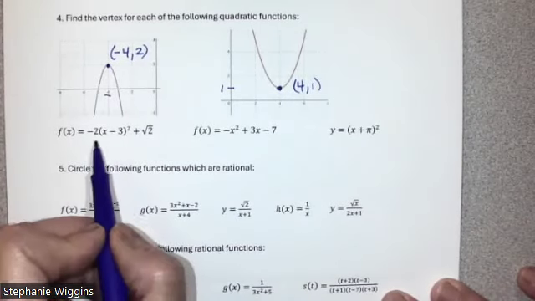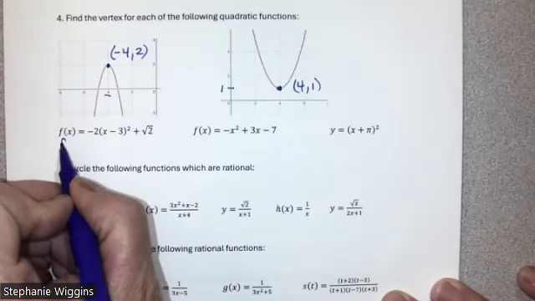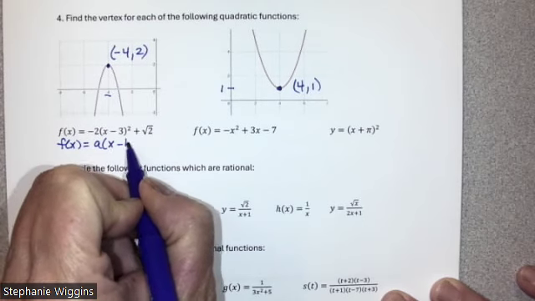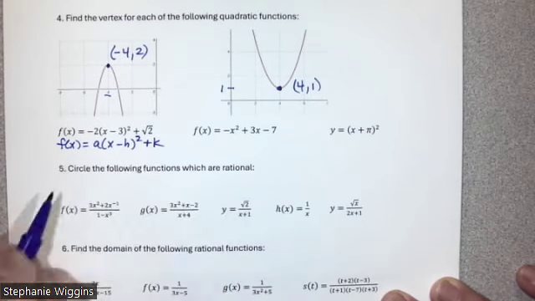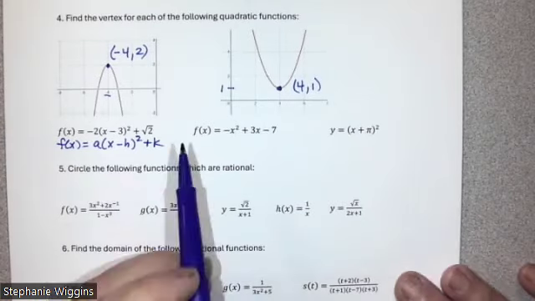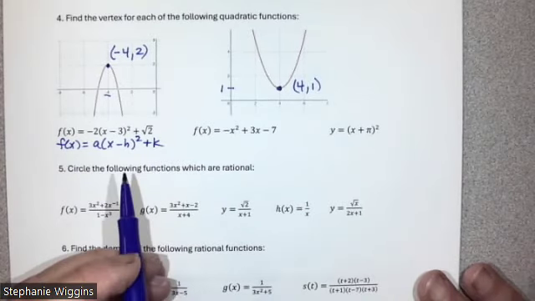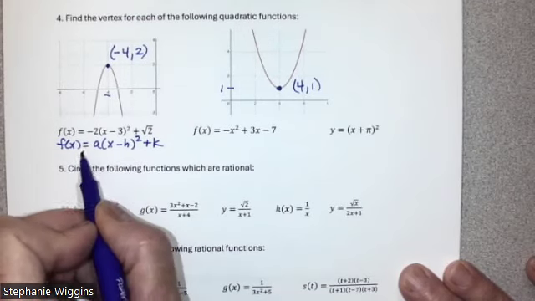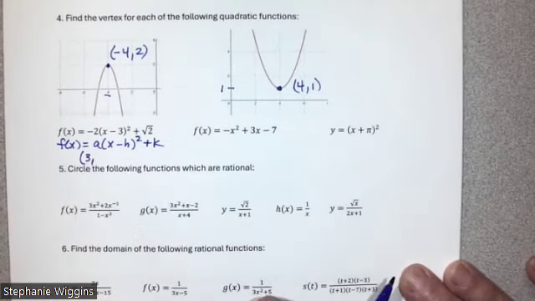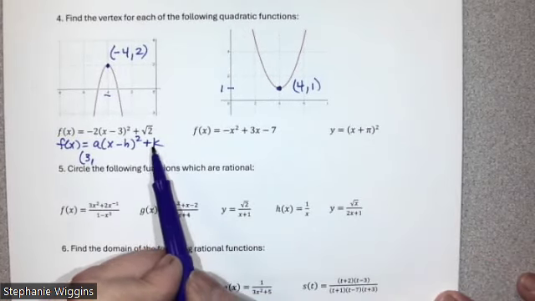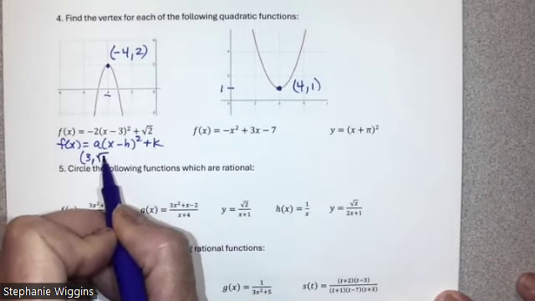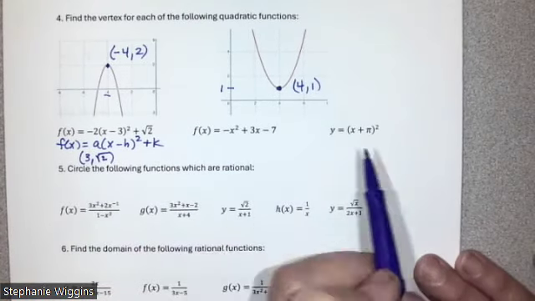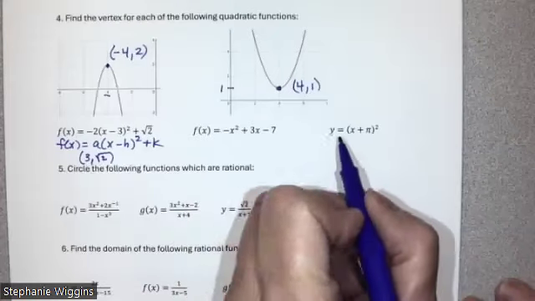Now this function is in the form f of x equals a times x minus h squared plus k. So to identify the vertex, this is the vertex form of the quadratic. We look at this constant, so h is 3, and that's the first coordinate of your vertex, and k is square root of 2. So our vertex is 3, square root of 2. Here, we also have it in vertex form.